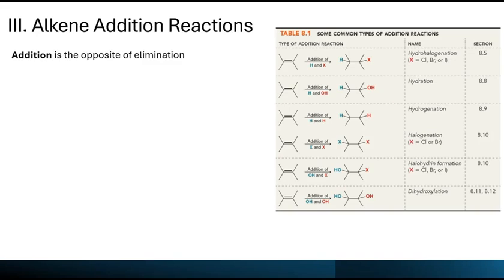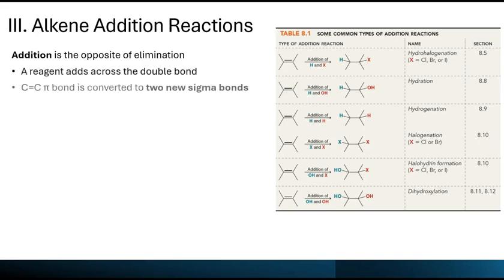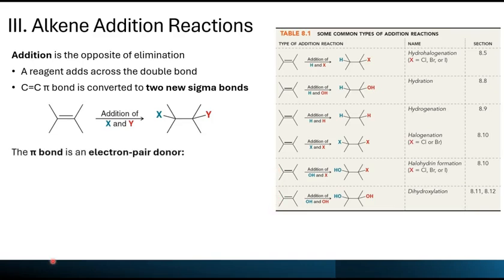3. Alkene addition reactions. Addition is the opposite of elimination. A reagent adds across a double bond. The C=C pi bond is converted into 2 new sigma bonds. After addition, we end up with sp3 hybridized carbons. Our reactant had sp2 hybridized carbons. Table 8.1 shows you common types of addition reactions, or the types of reagents that can add across a double bond. The pi bond itself is an electron pair donor.